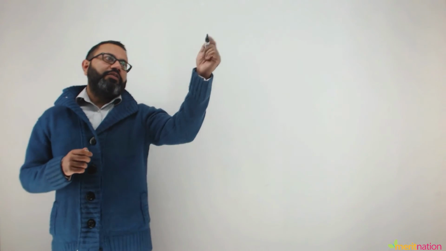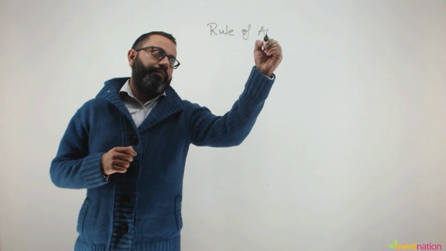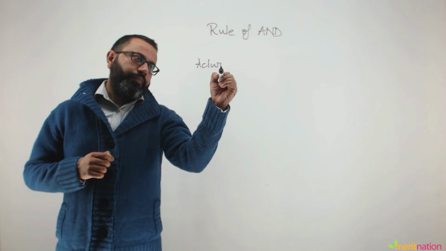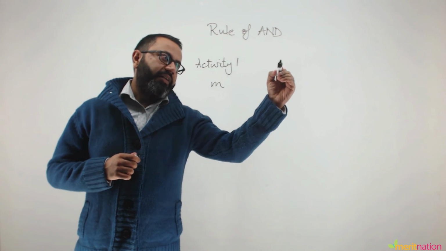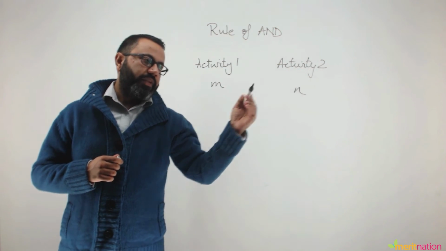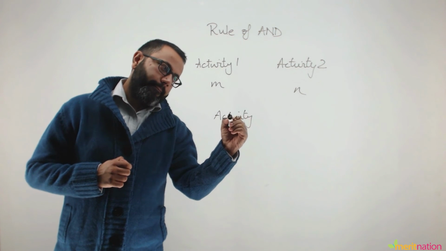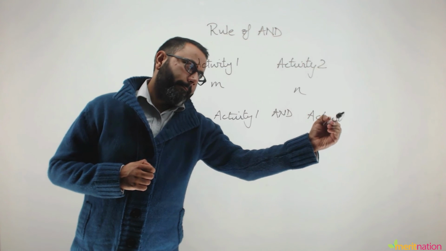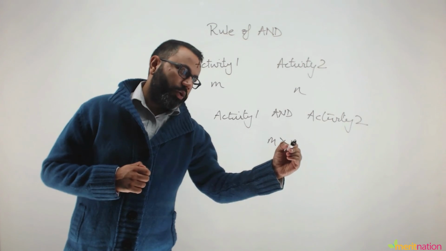The first one is called the rule of AND. And this says that if activity 1 can be done in m ways, activity 2 can be done in n ways, then the number of ways in which activity 1 and activity 2 can be done is m into n.